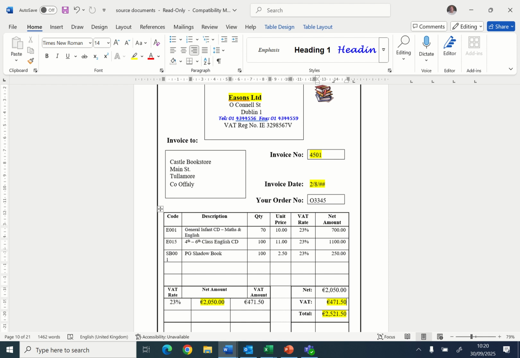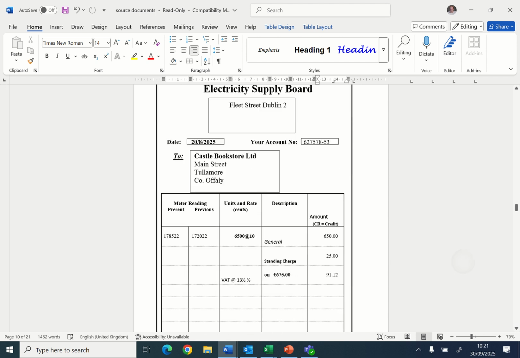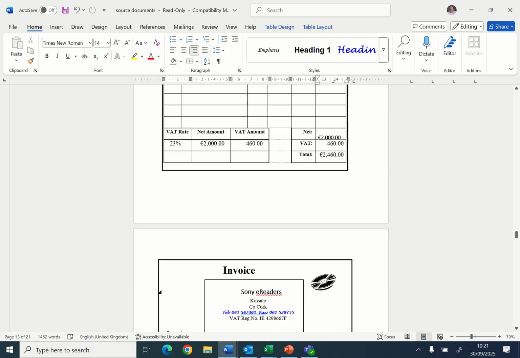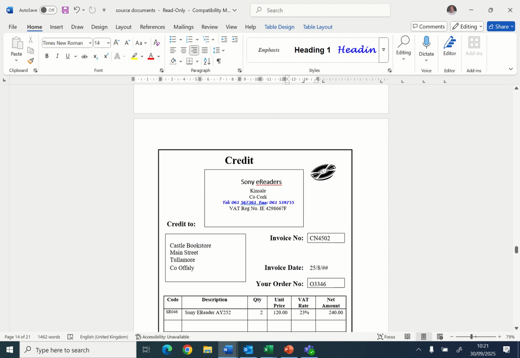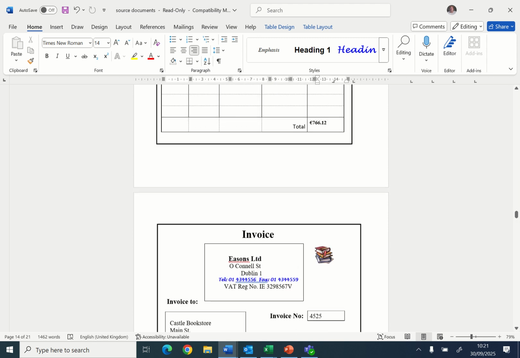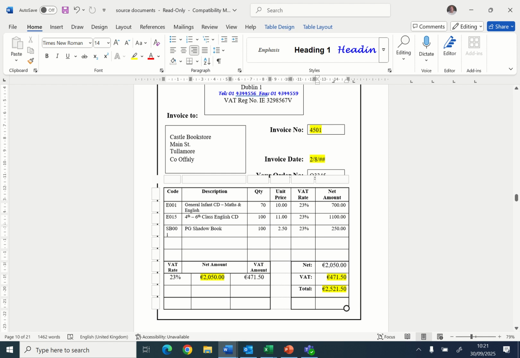In this case, same process as we did with our sales daybook. So we go through all of our source invoices, our source documents, and we identify the ones that are for the purchases daybook. So they are any invoices that have come in, the likes of this from Eason's. We have one from the ESB, another one from Eason's. We have one from Amabook. We have one from Sony e-readers, and I think there's a credit, yeah, from Sony e-readers. So all of those, we would just identify them, mark them as being for the purchases daybook, and then just sort them into date order for entry into our daybook.